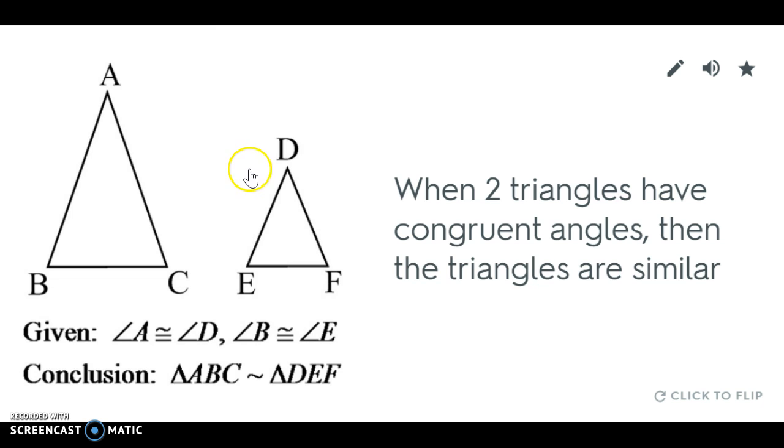So since I have A is congruent to D and B is congruent to E, then the triangles have to be similar. So in our previous lesson, we had to have 3 equal angles and proportional sides. Now we're learning that if you have just 2 equal angles, that the triangles are similar.